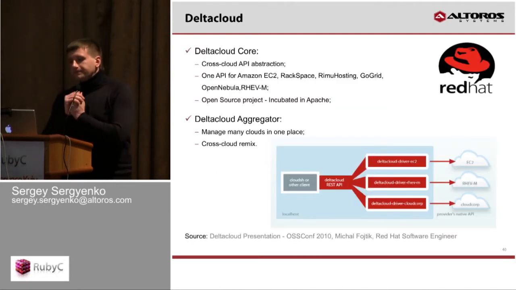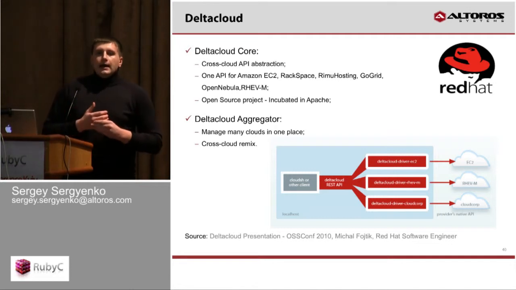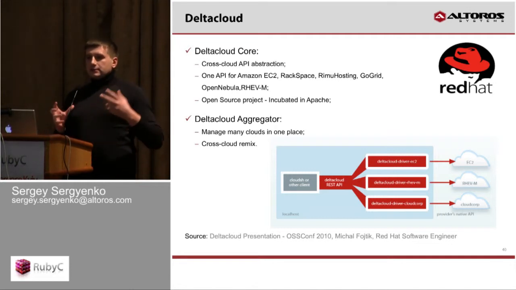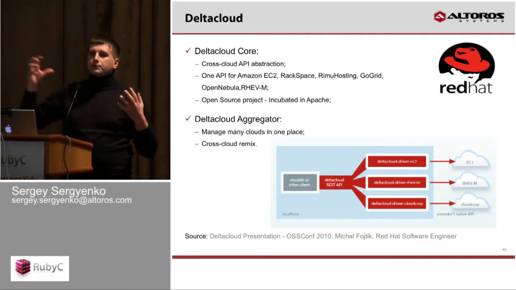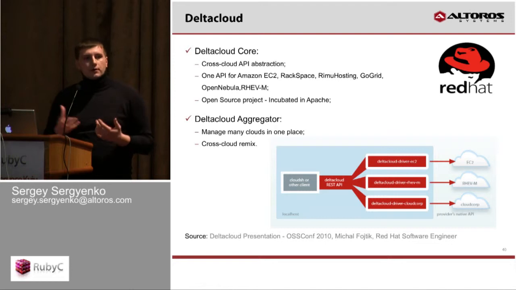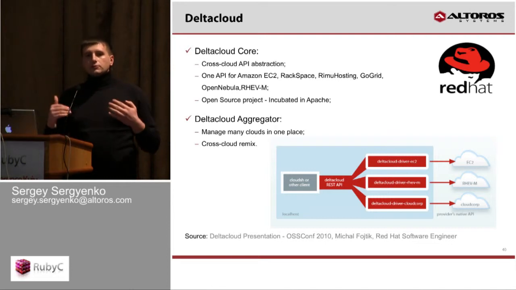The first one is Delta Cloud, developed by Red Hat. It's developed in Ruby, and it has 2 different parts. First, it's a Ruby gem that you can attach to your application, and this gem provides different drivers, so you can manage different clouds inside your application.